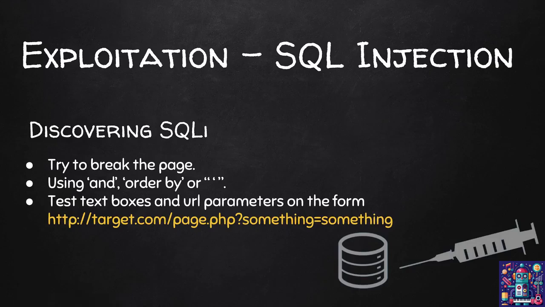Now, to try and discover SQL injections, you need to browse through your target and try to break each page. So whenever you see a text box or a parameter on this form, for example, page.php, then something is equal to something, try to inject stuff here. So try to use a single quote, try to use an AND, or the ORDER BY statement to break the page and make it look different.